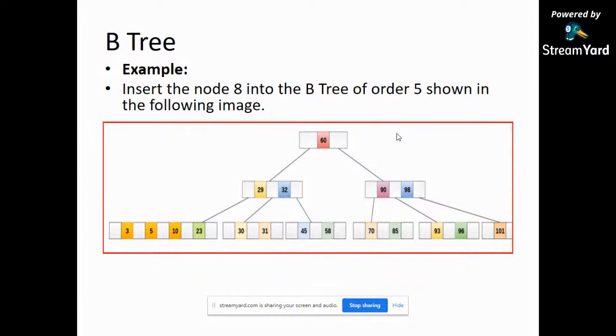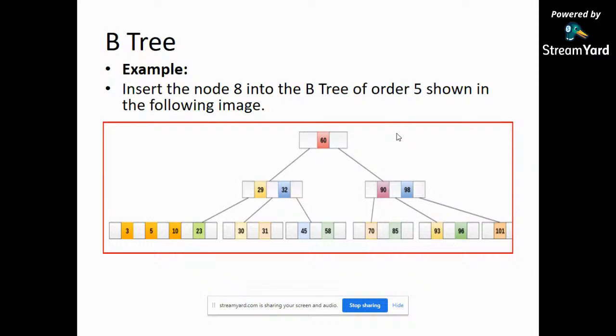Insert the node 8 into the B tree of order 5 shown in the following image. So we have to insert node 8. First of all, we have to find the location where exactly we have to insert 8. 8 is less than 60, so we'll traverse to the left. 8 is less than 29, again we'll go to the left. Now on the left, we have elements. 8 is greater than 3, we have to move to the right. 8 is greater than 5, again we'll move to the right. 5 is less than 8 is less than 10, so we have to insert 8 in between 5 and 10.